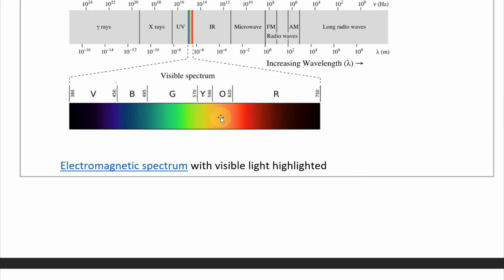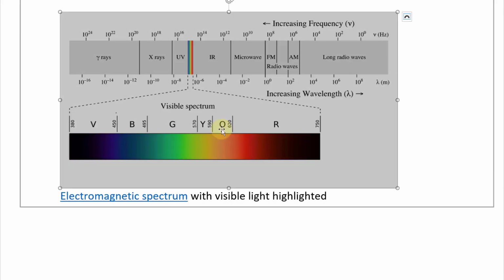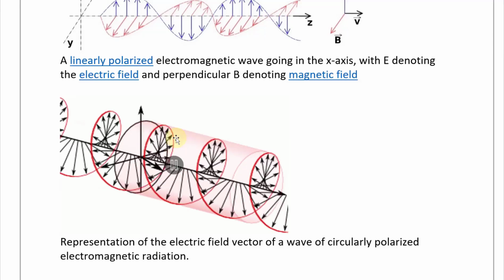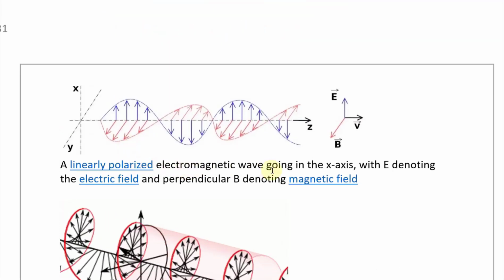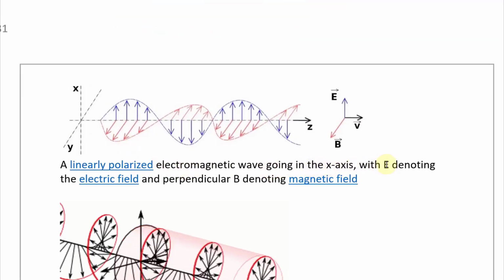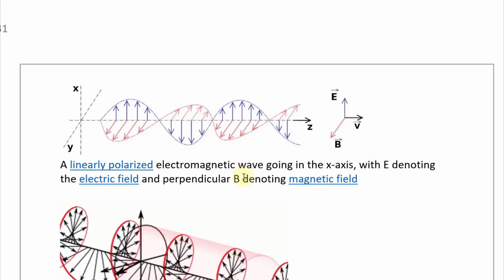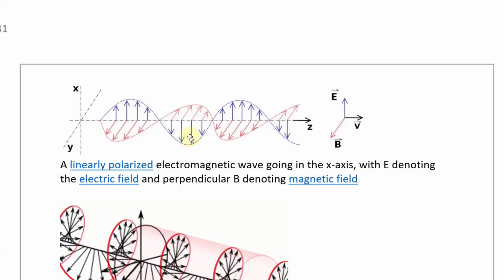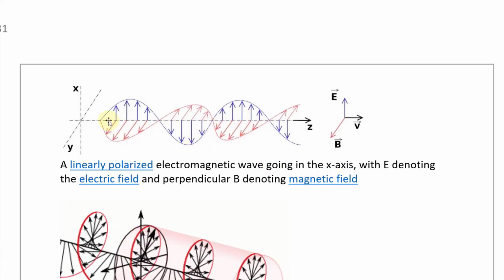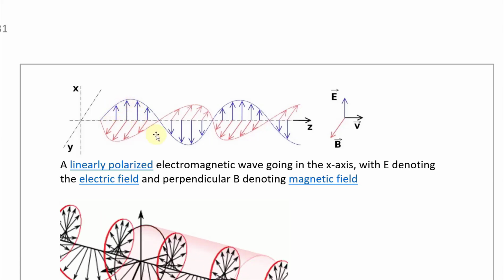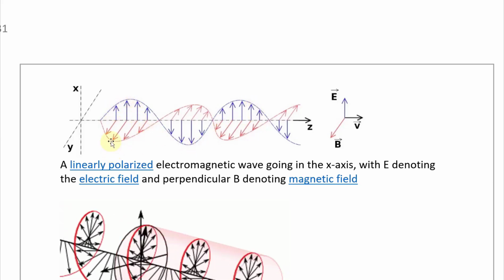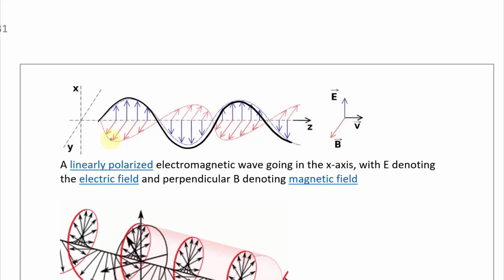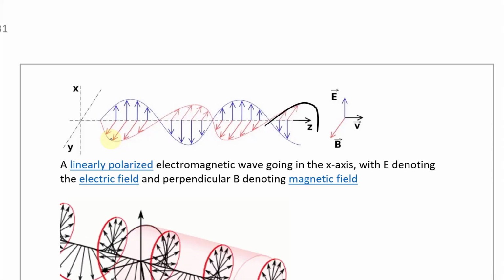Anyways, this is an electromagnetic spectrum with visible light highlighted. It's right here that is highlighted. Continue further. So here's a linearly polarized electromagnetic wave going in the x-axis with E denoting the electric field and a perpendicular B denoting the magnetic field. Because remember, it's a component of both electric and magnetic fields. So notice there, the blue one is the electric one right here. Note, linearly polarized just means it's geometrically going in just linear directions. It's all in one axis there, and then the other side is 90 degrees on the other axis.